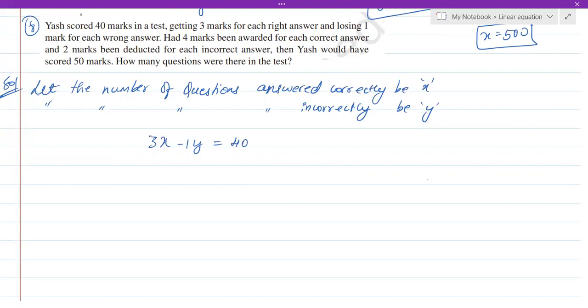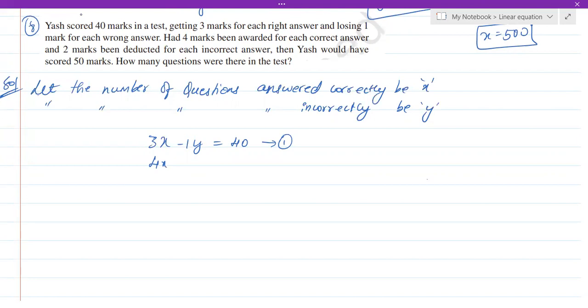This will be our equation 1. Okay. In the next one, 4 marks are awarded for each correct answer. So for one correct answer, 4 marks. So if x answers are correct, 4x. And 2 marks are deducted for each incorrect answer.